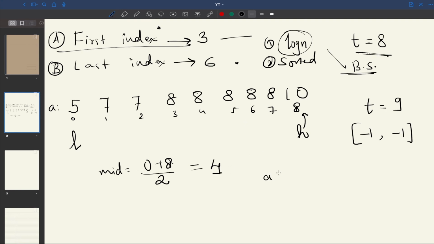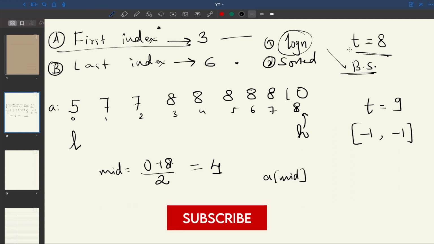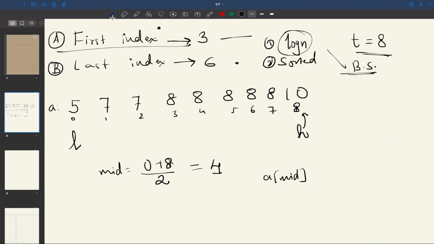At 4, that is your A of mid, and let's assume the target we are currently looking at is 8. That means we need to find the first index and the last index. Because we changed this, the last index should come as 7. So A of mid is equal to our target value, which is 8. Suppose we are trying to find the first occurrence of this target value. What would you ideally do? If your A of mid is equal to the target value, which is 8, you will want to search in which direction?